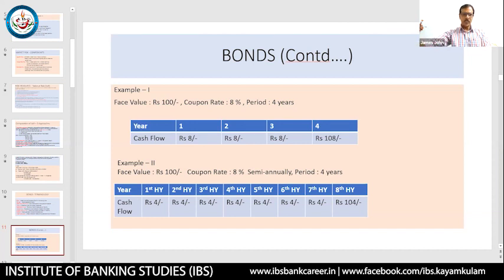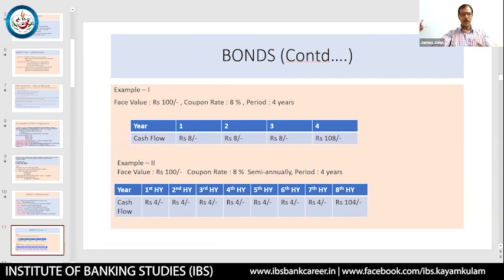Again, at the end of second year, the company pays a coupon of 8 rupees. Third year, 8 rupees. And at the end of fourth year, the company gives 100 rupees, the invested amount, plus the fourth year coupon of 8 rupees, 108 rupees. This is the way in which the investor gets the money back.